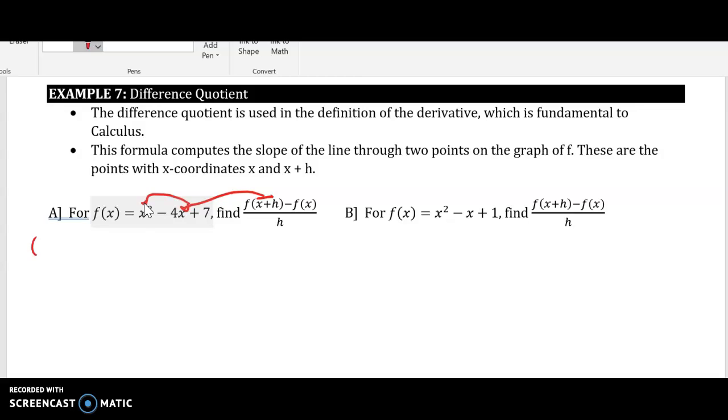So we have, instead of x squared, it's x plus h squared. So this got replaced with this, but it still has the square. And then we have a minus 4 times an x plus h. You definitely need the parentheses. And then we have a plus 7. So this turned into this.